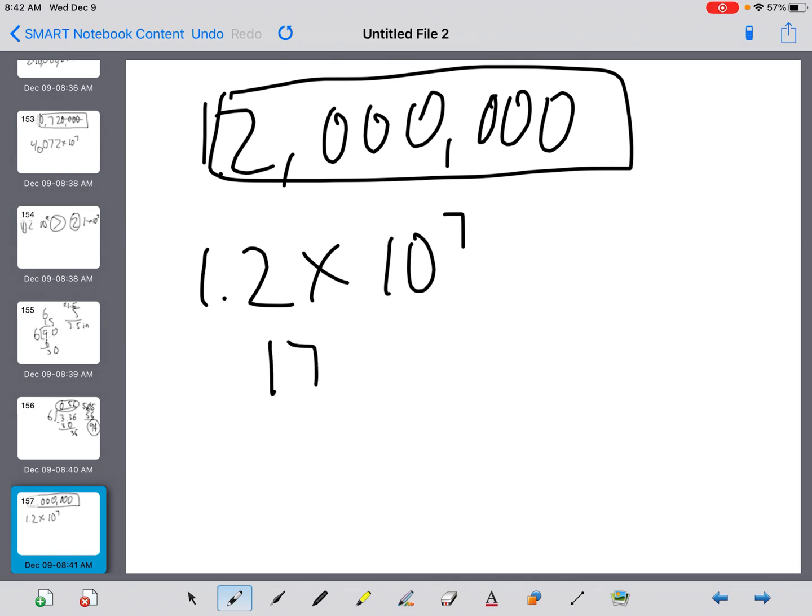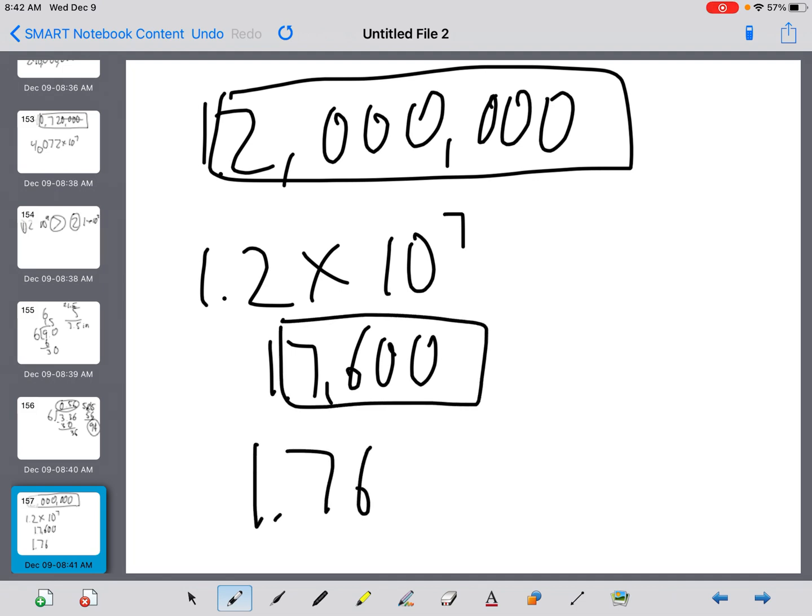B says write this in scientific notation. They give me 17,600. I know my decimal point goes there, so I have 1.76. That's 1, 2, 3, 4, times 10 to the 4th power.